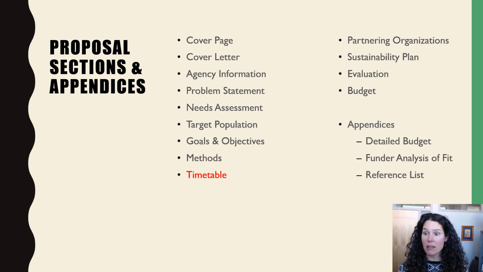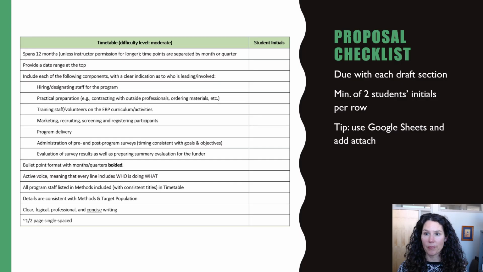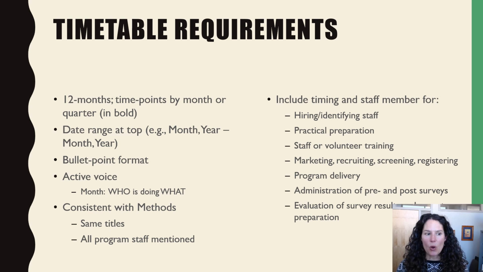You can see that the timetable still follows all the sections that we've been doing so far, so it comes right after methods. And again, you'll do your proposal checklist, marking off each of these items with a minimum of 2 students. I'll be walking through the timetable requirements, some of these more in depth, but some things to note here.